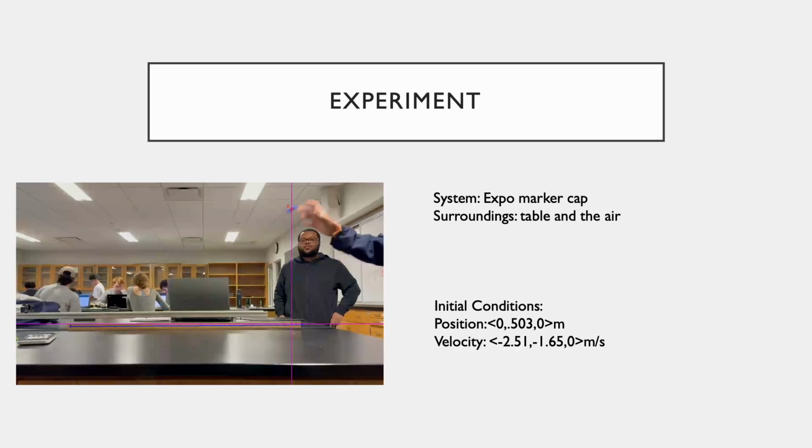For this experiment, we threw a marker cap onto the table from a set height. The system was the marker cap, and the surroundings were the table and the air. For our tracker data, our initial conditions were the position as shown, along with the velocity as shown, which we calculated using the first two frames of the tracker app.